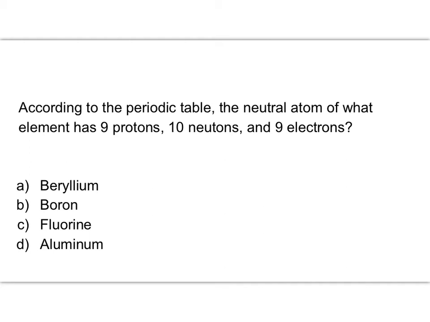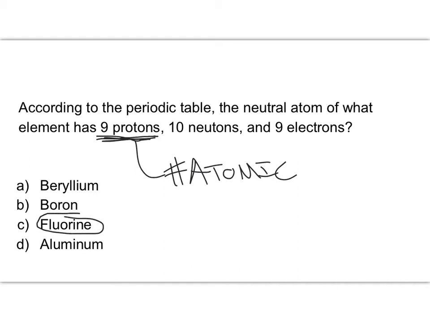What element in a neutral atom has 9 protons, 10 neutrons, and 9 electrons? Well, as we just said in the last question, the number of protons is equal to the atomic number. And the atomic number is the number of the element on the periodic table. So really, that's the only piece of information you need from this question to find the element that you're looking for. Look up element number 9 on the periodic table, and you'll see that it is fluorine.